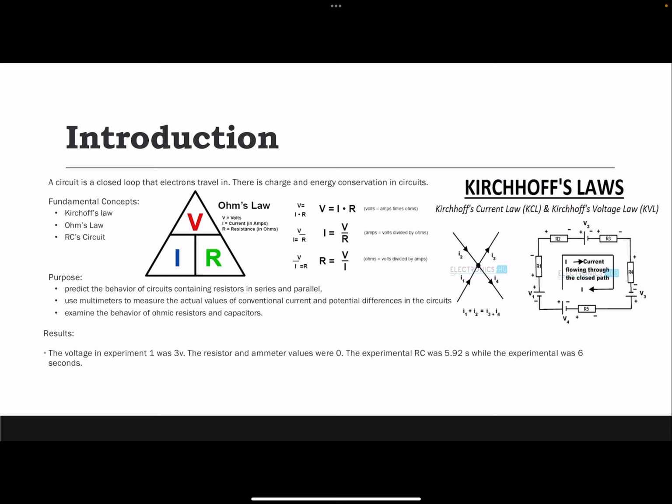For the results, there were actually 3 different experiments that we went through. In the first experiment, the voltage was 3V, and the resistor and ammeter values were 0. In the second experiment, the RC was 5.92 seconds, and the experimental value was 6 seconds.